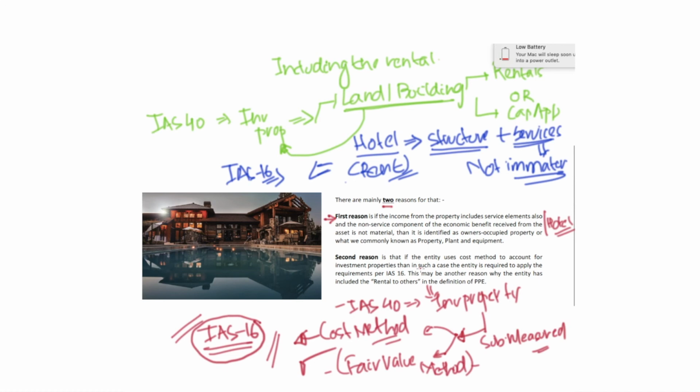The second reason is that in a few cases, if the entity chooses to apply the cost method under IAS 40, all the requirements of measurement are dealt with by IAS 16. So these are primarily the two reasons why we have including the rentals in the definition of PPE.